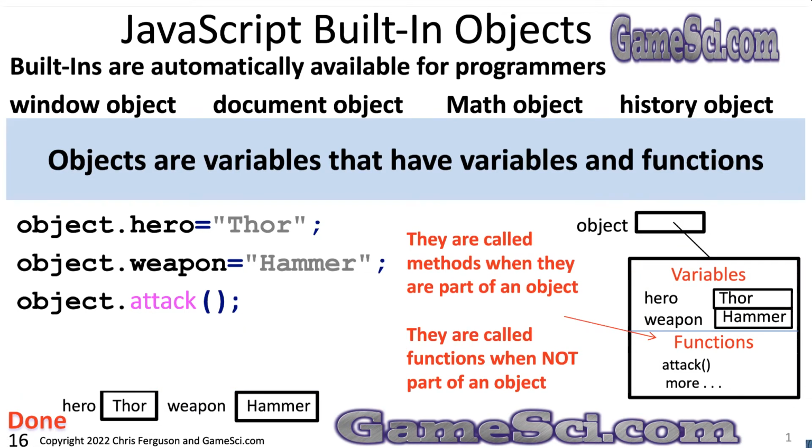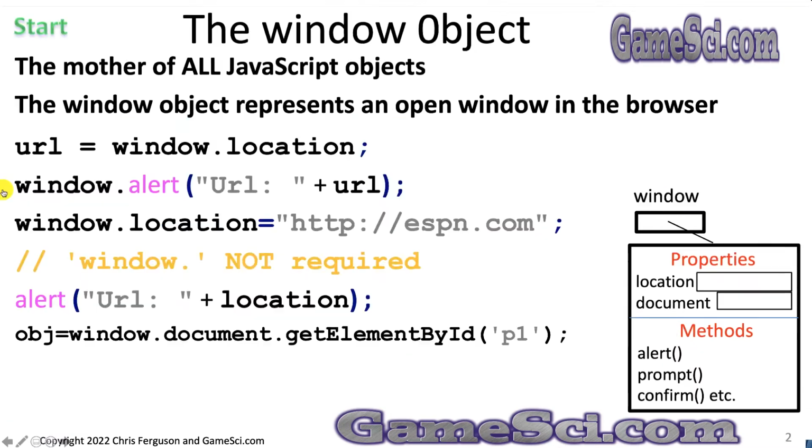Whew, that wraps up this slide. Remember, they're called methods when they're part of an object. Function is a less specific term. Method is a more specific term. They're called properties instead of variables when they are part of an object. Just get used to the terminology. It'll take a while. I kind of interchange the two terms. Good luck, and let's move on to the window object.